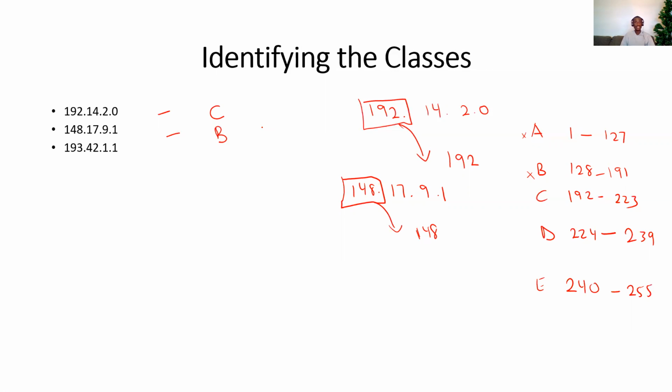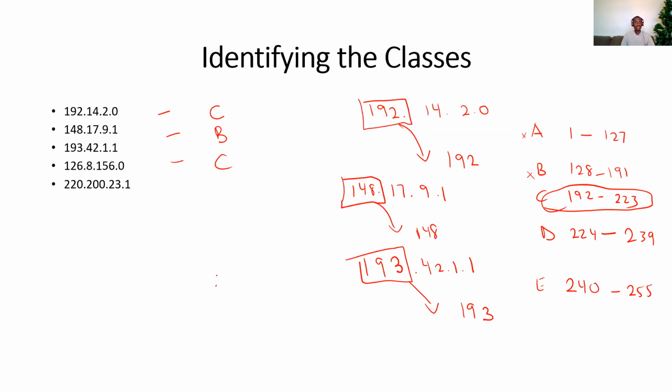The next one, which will be our last example, is 193.42.1.1. Considering the first number, which is 193. So checking our ranges, 193 will fall within this range and make it a class C address.